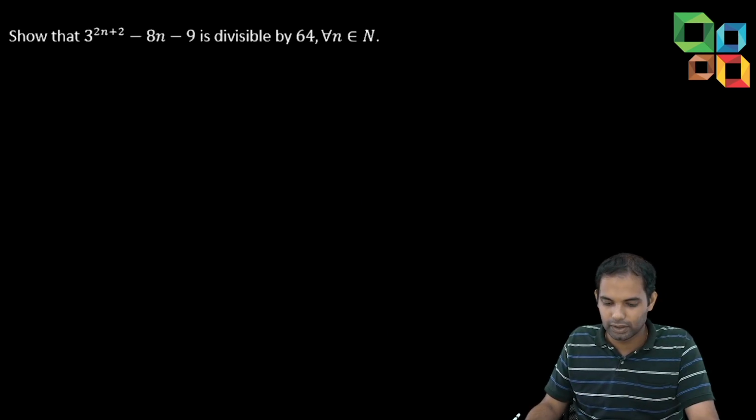Show that 3 power (2n plus 2) minus 8n minus 9 is equal to 64.